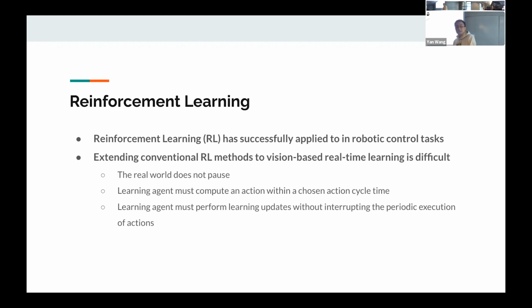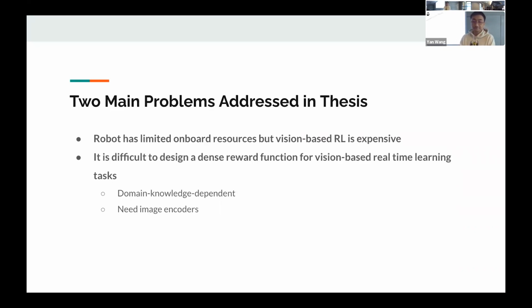For example, the real world does not pause while the agent computes actions and performs learning updates. That means that a real-time learning system must compute an action within a short period of time and perform learning updates without interrupting the periodic execution of actions.